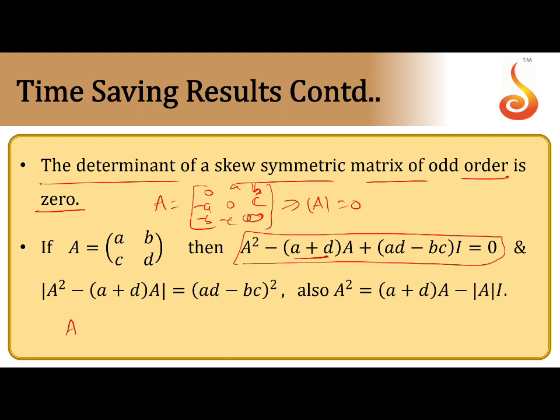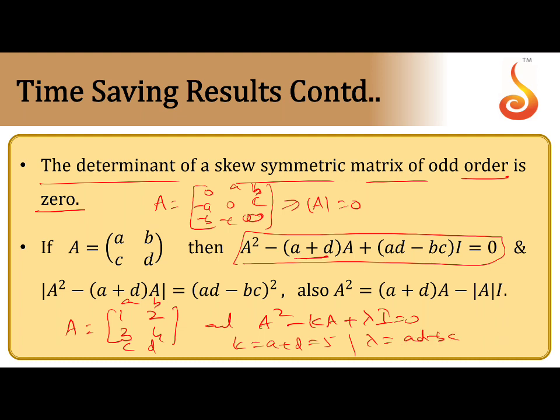How will they ask the question? For example, the matrix 1, 2, 3, 4 is given, and A² − kA + λI = 0. What is the value of k and λ? So k is a + d. This is a, b, c, d, so a + d is 5. We got the k value. And the λ value is ad − bc, which is nothing but the determinant. So 4 − 6 gives −2. That is the λ value.